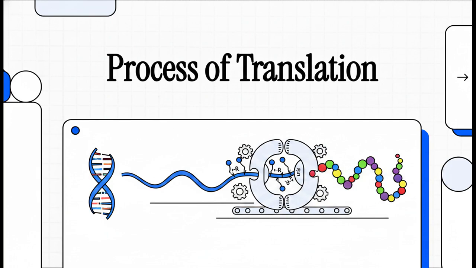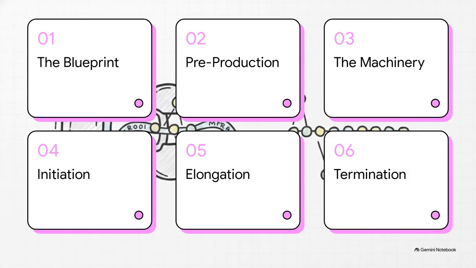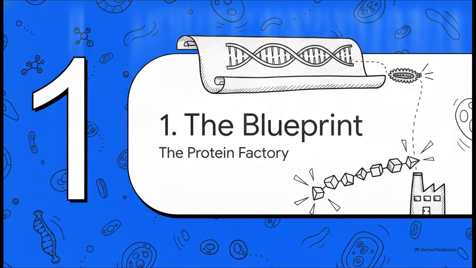Let's break it down. So here's our factory tour itinerary for today. We'll start with the blueprint, move into pre-production, check out the machinery, and then walk through the three main assembly phases: initiation, elongation, and finally, termination. Part 1. The Protein Factory Blueprint.